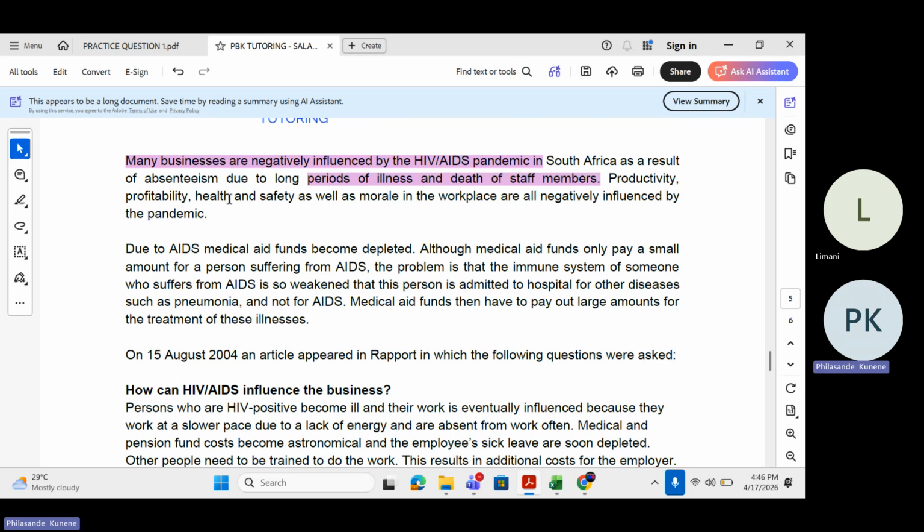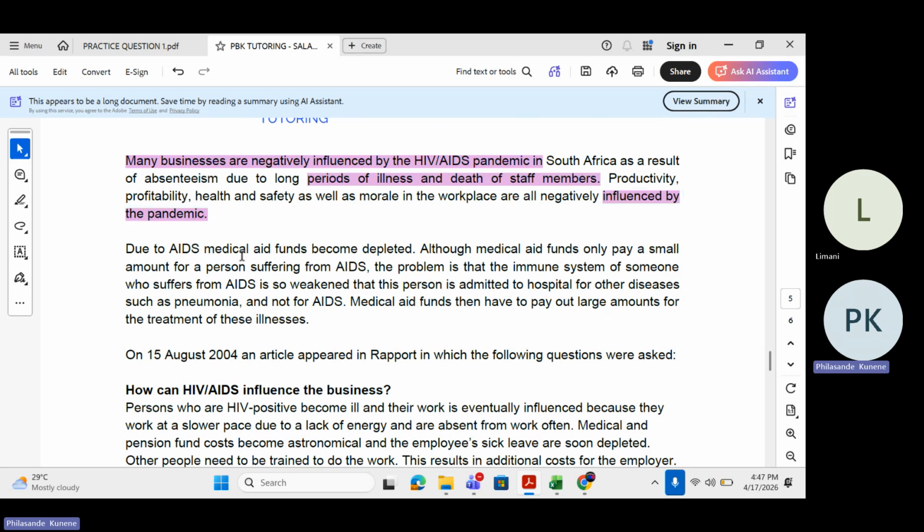Productivity, profitability, health and safety, as well as morale in the workplace are all negatively influenced by the pandemic. When employees are getting sick, they're not going to work. Even if they do come to work, they will not be productive. So the company is losing, because it will not be able to generate enough money for that day when employees were off.